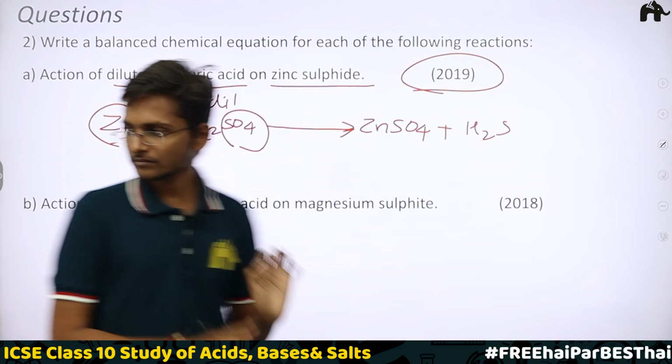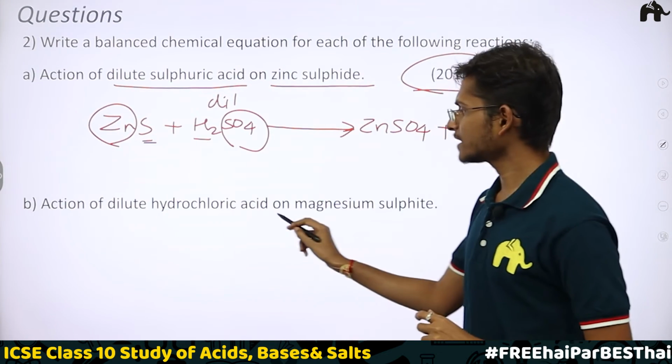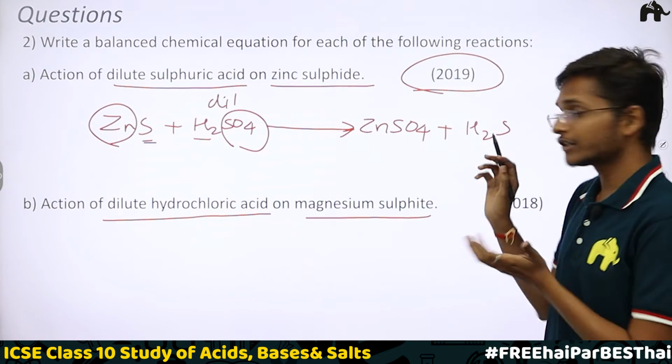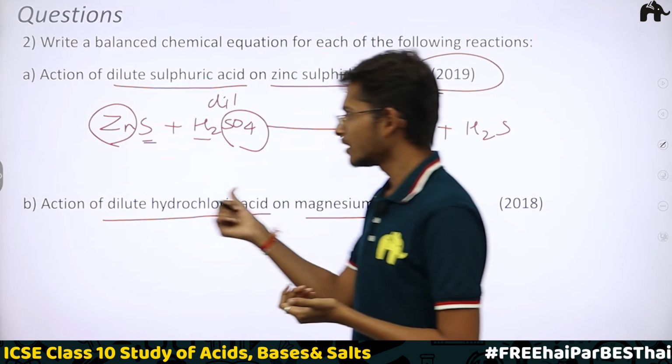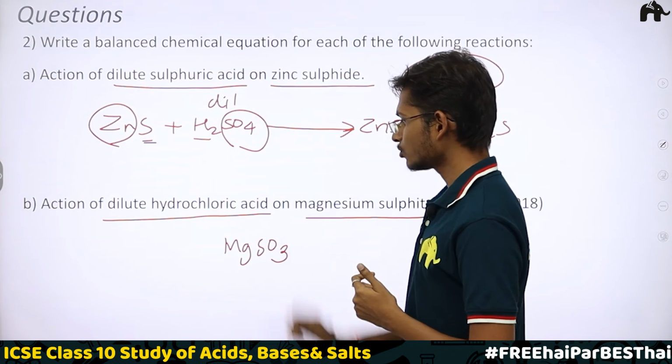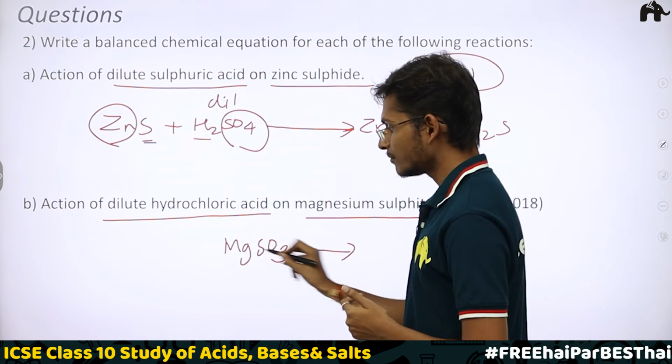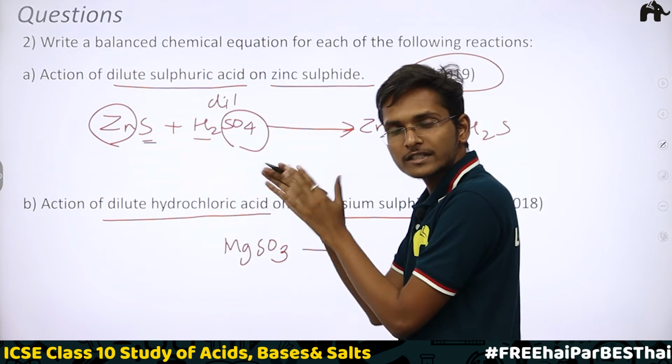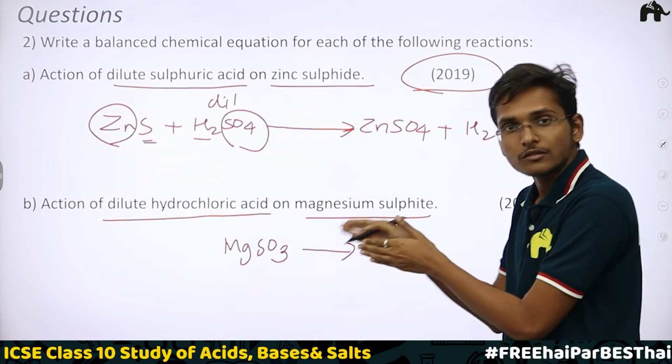Next is action of dilute hydrochloric acid on magnesium sulfide. You try it on your own, then unpause it to see the answer. So we know magnesium sulfide, MgSO3. Now this is a metallic sulfide. We know when dilute acids act on metallic sulfides, what do they give us?